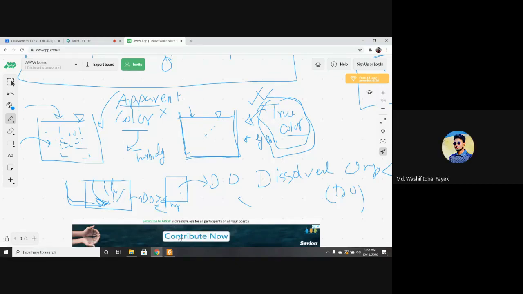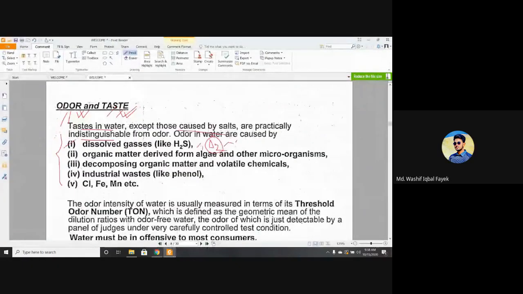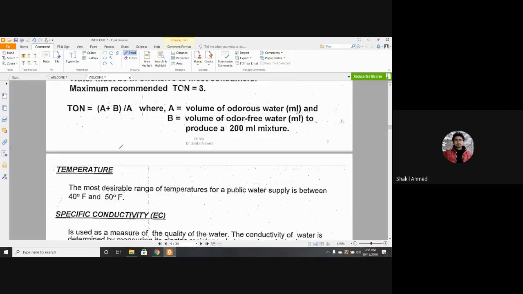Yes, sir. Anyway, I was here, the dissolved gases. Oxygen we need in water, DO. But hydrogen sulfide will give a bad odor to the water. Decomposing organic matter and industrial wastes like phenol, chlorine, iron, and manganese may cause odor and taste in water.